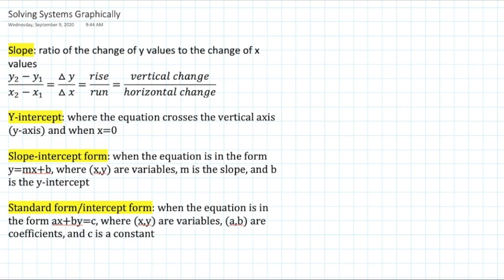So in this video, we are going to go back over how to graph a line. So let's talk about some key words first.